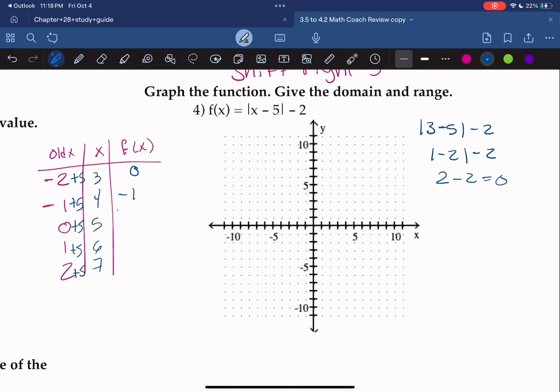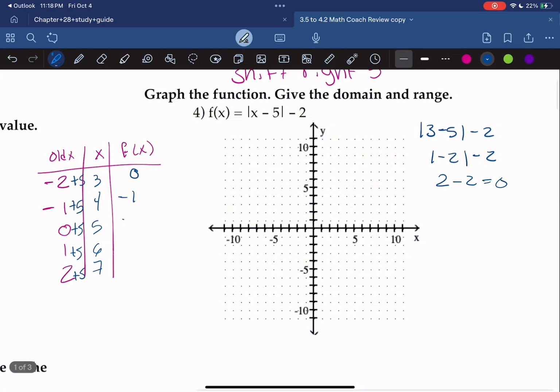5 minus 5 is 0. 0 minus 2 is -2. 6 minus 5 is 1. 1 minus 2, -1. 7 minus 5 is 2. 2 minus 2 is 0. These are our points.